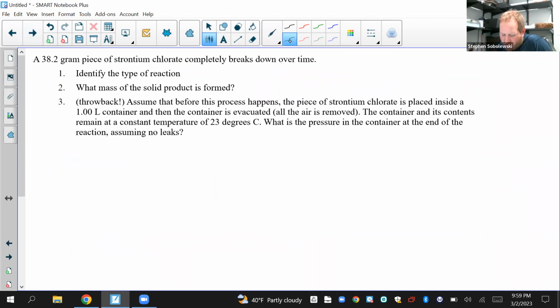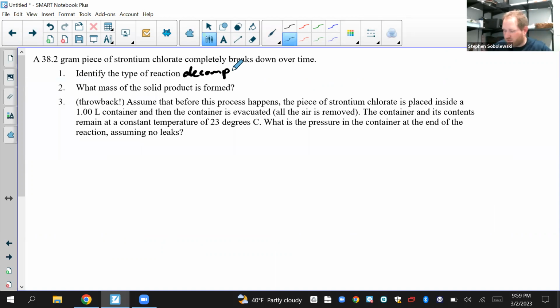A 38.2 gram piece of strontium chlorate completely breaks down over time. Yes, a nice throwback at the end too. So identify the type of reaction. Well, if something's breaking down over time, that's going to be a decomp reaction, decomposition. What mass of the solid product is formed?